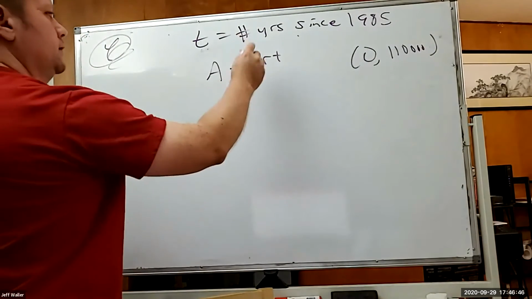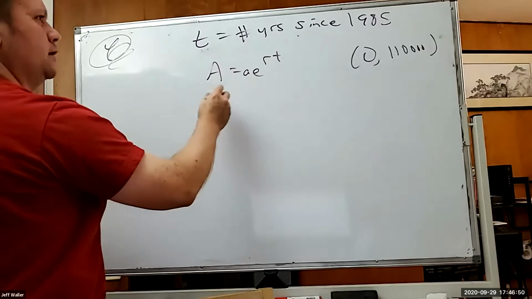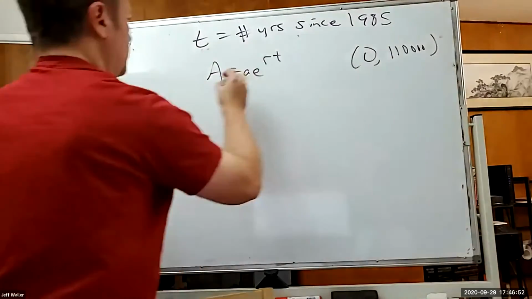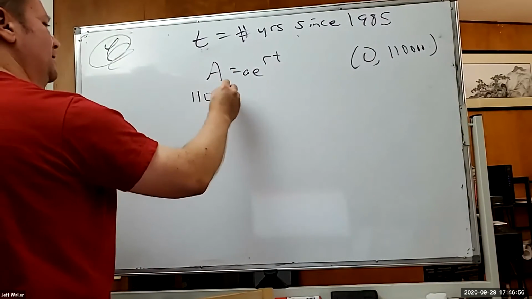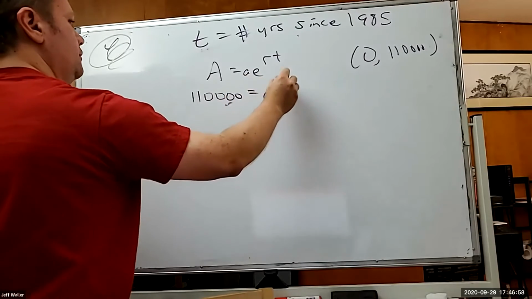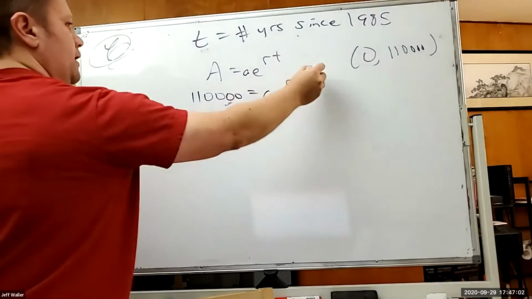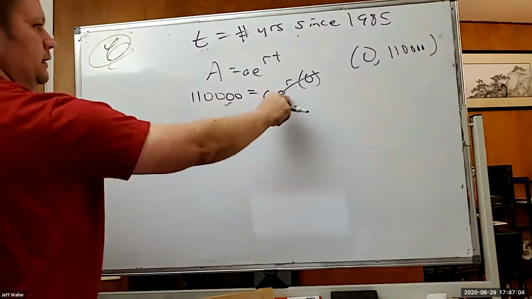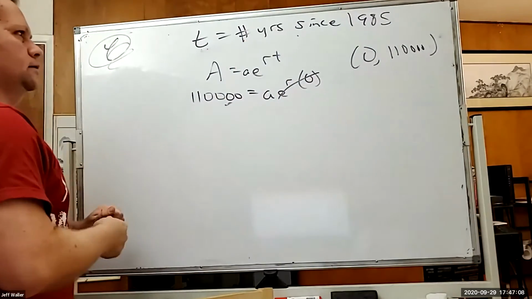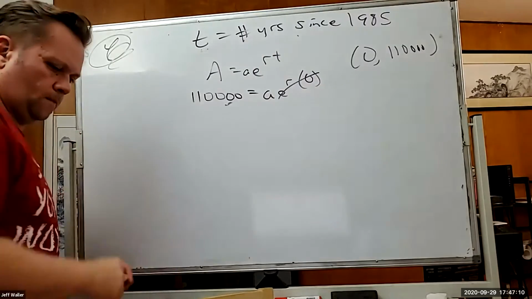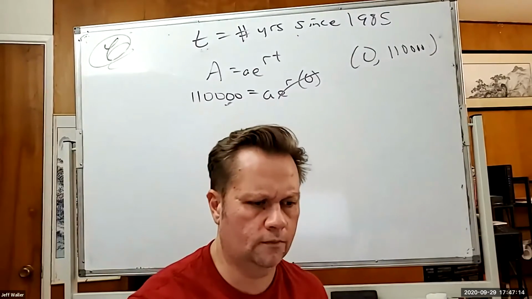So now I can just, oh, I forgot my little a. So now I can plug that information in. So A is $110,000. And T is going to be 0. So that's why A is 110,000, because e to the 0 is 1. Okay, got it. That's what I got earlier, but I just wasn't sure because you were talking about finding A. So, thank you.